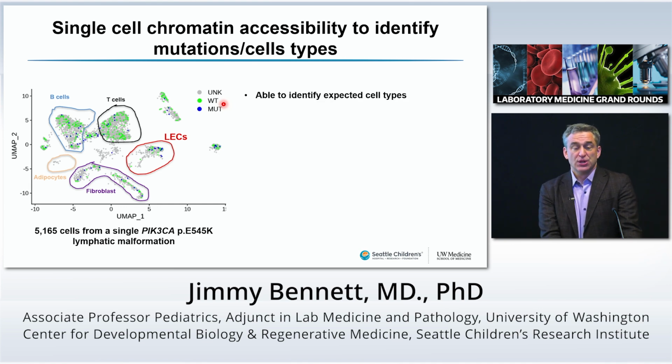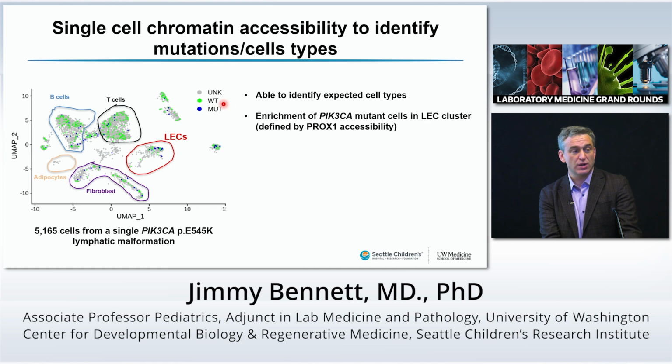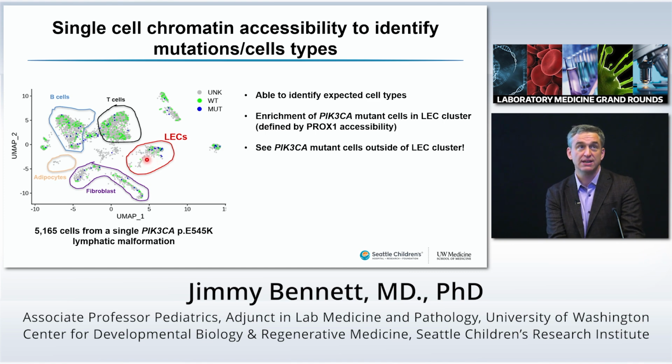And so far it's still early. We don't have a conclusion yet, but we are able to identify the expected cell types. We do see some enrichment of PIK3CA mutations in the lymphatic endothelial cell cluster. The fraction of blue dots here is a bit higher than it is in some of the other ones. But interestingly, we do see mutant cells that are not restricted to the lymphatic endothelial cell cluster. So I think we'll have to see how that plays out.